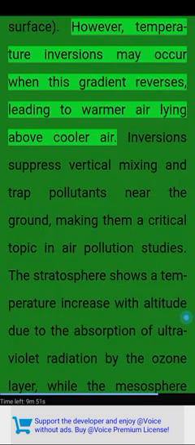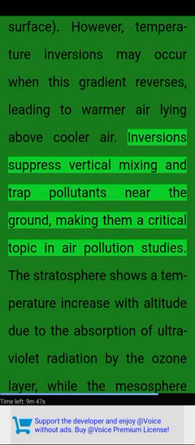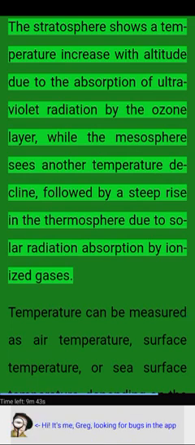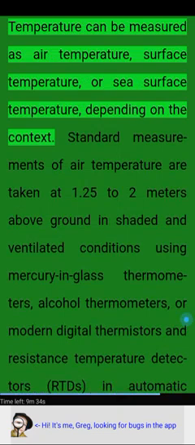However, temperature inversions may occur when this gradient reverses, leading to warmer air lying above cooler air. Inversions suppress vertical mixing and trap pollutants near the ground, making them a critical topic in air pollution studies. The stratosphere shows a temperature increase with altitude due to the absorption of ultraviolet radiation by the ozone layer, while the mesosphere sees another temperature decline, followed by a steep rise in the thermosphere due to solar radiation absorption by ionized gases. Temperature can be measured as air temperature, surface temperature, or sea surface temperature, depending on the context.